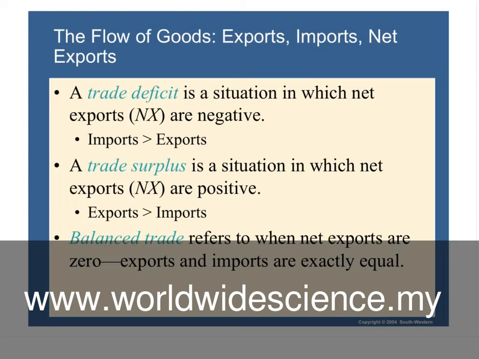and a trade surplus is a situation in which the exports are higher than the imports, which is a great situation to be in. And balanced trade refers to net exports being zero, which means your exports and imports are the same. So balance and surplus are considered very good, and a deficit is not something really desirable.